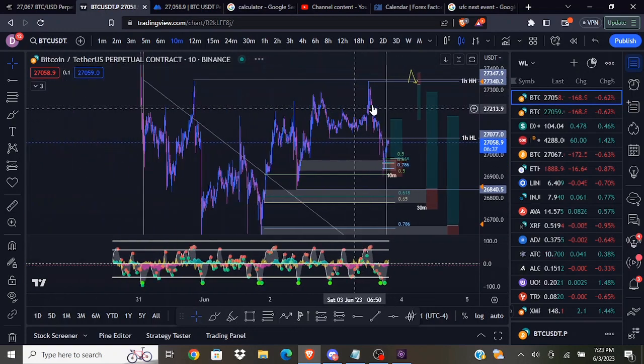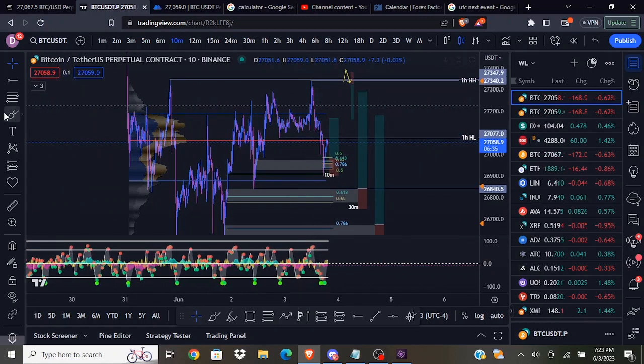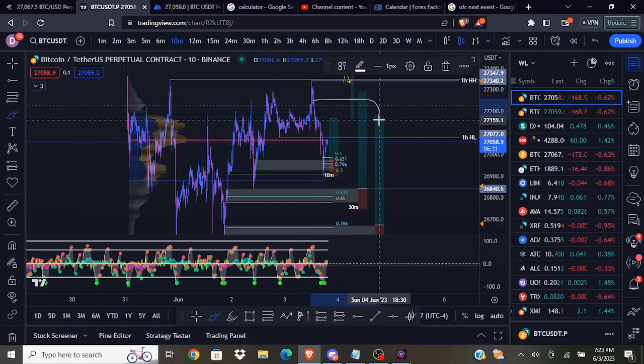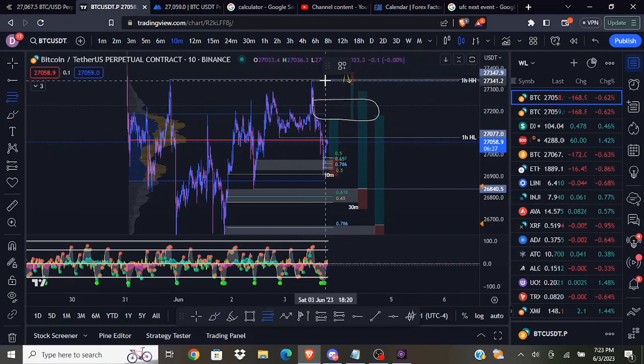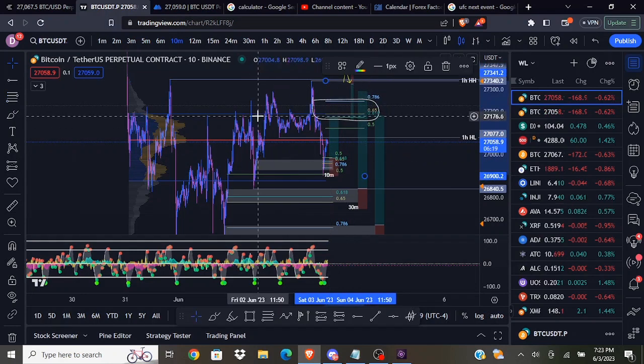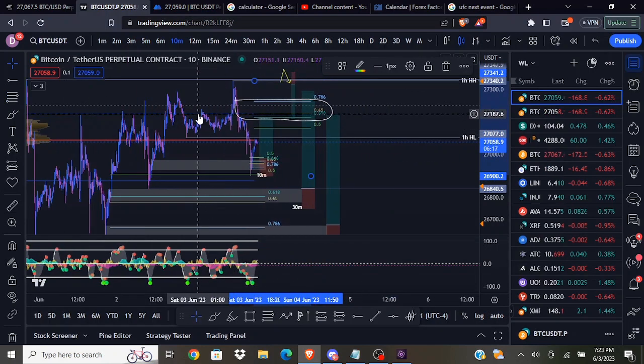So I think for my next trade ideas, I would be prioritizing shorts, ideally looking for a lower high somewhere up in this area, around the 0.5 or the golden pocket. Yeah, also up around the highs of this range. That's probably what I'd be looking for.